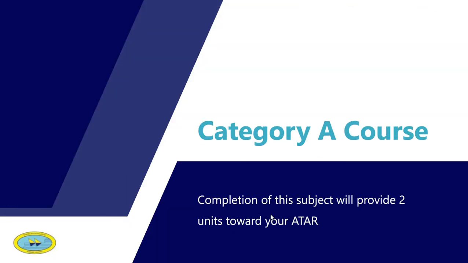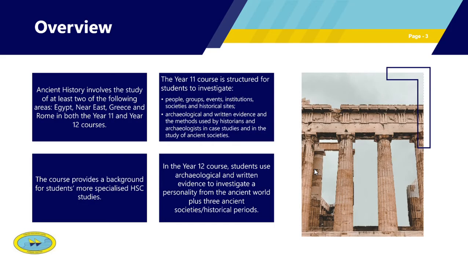Okay, so this course is a Category A course. So what that means is, just like many of your other courses in Year 11 and 12, the subject on completion will provide you with 2 units towards your ATAR. So it will be very valuable to those people who are keen on going on to university. But of course, ancient history is a very interesting subject, and many students find it very valuable for other reasons as well. So here's a bit of an overview of the subject itself.